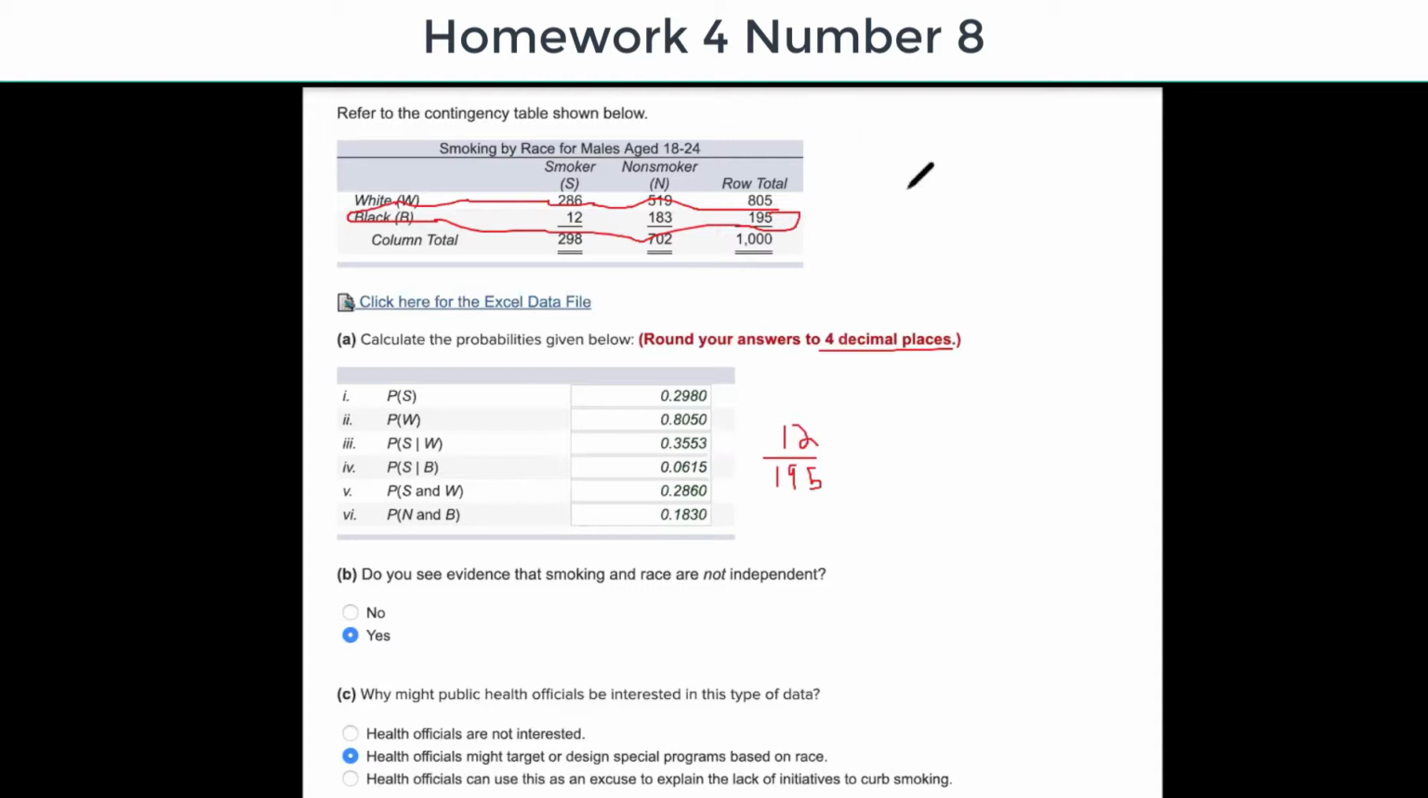Again, whenever you have that given symbol right here, we just say "given" in mathematics. You're only going to be dealing with that particular column or row, in this case row. Okay, let me clear this off.